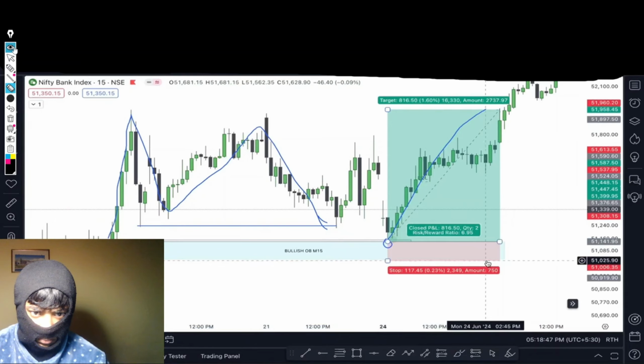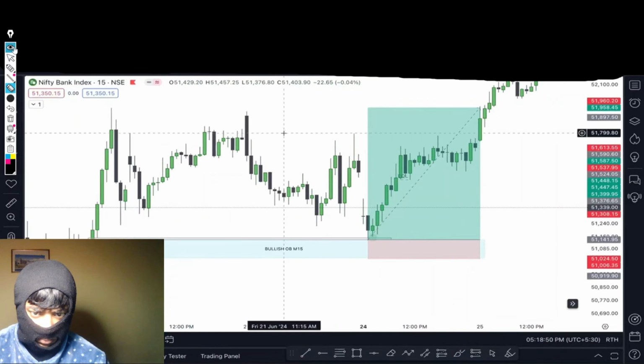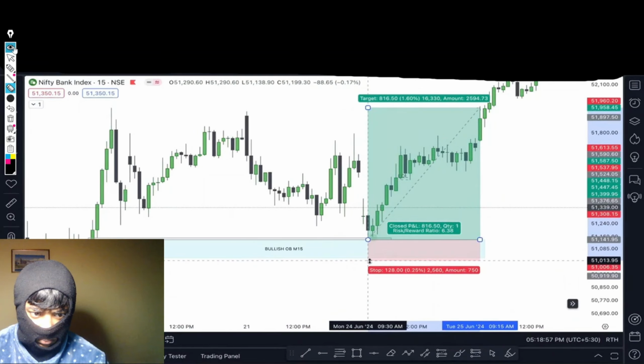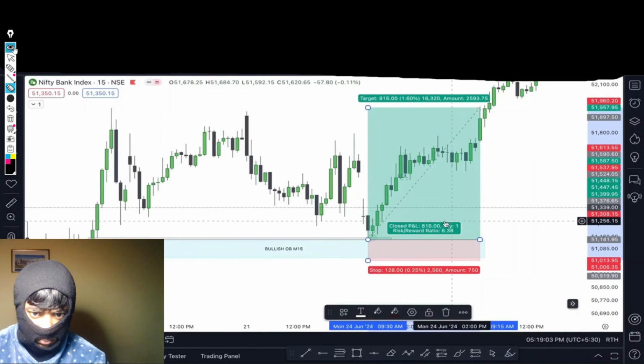Okay? So how do you enter here? When the market comes to your order block, okay? Then you enter. Where do you place your stop loss? You should keep a little buffer below the zone, okay? What should you target? It's the nearest high, okay? You should target the nearest high with liquidity. You can see how you're easily getting a trade of 1.6% here.